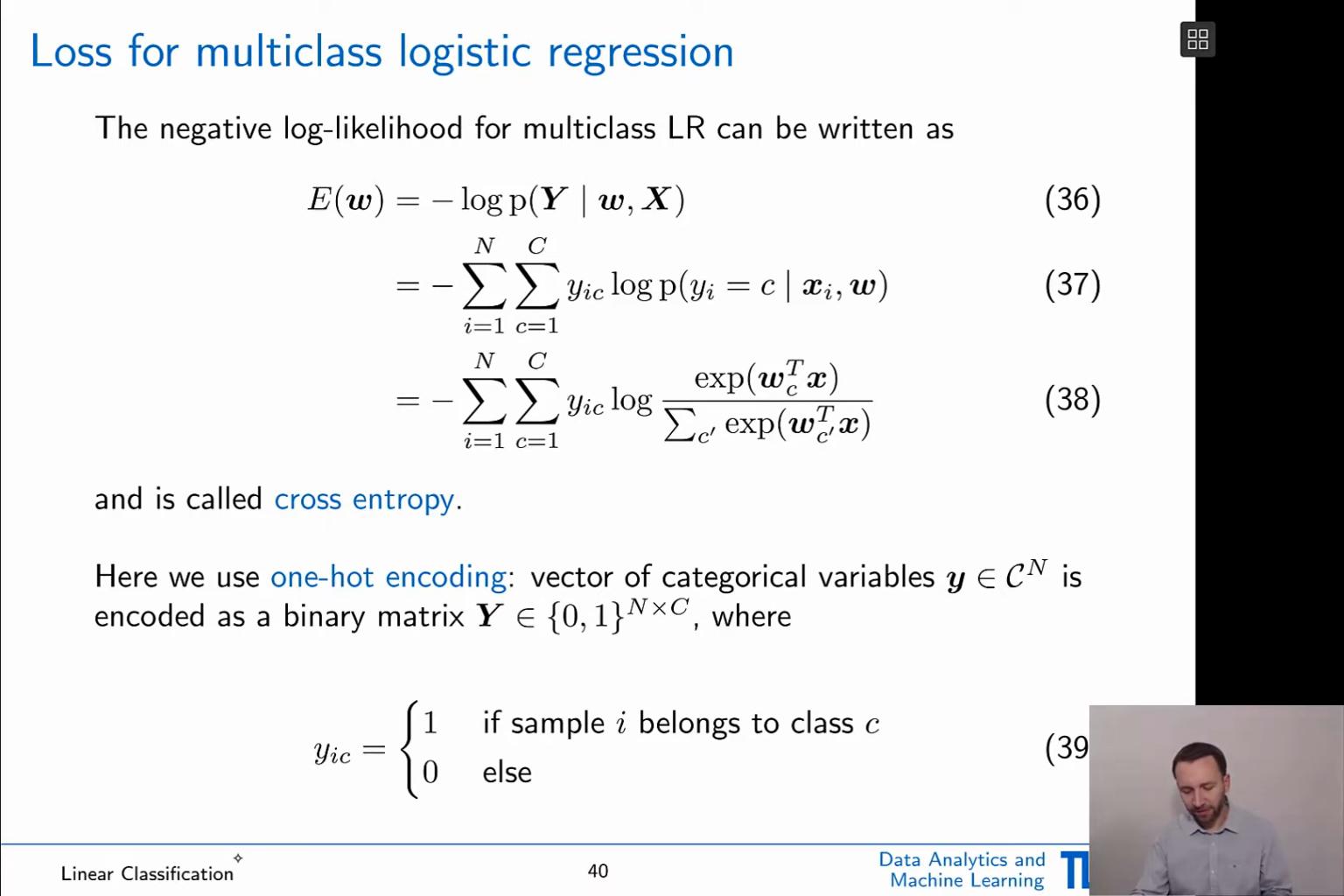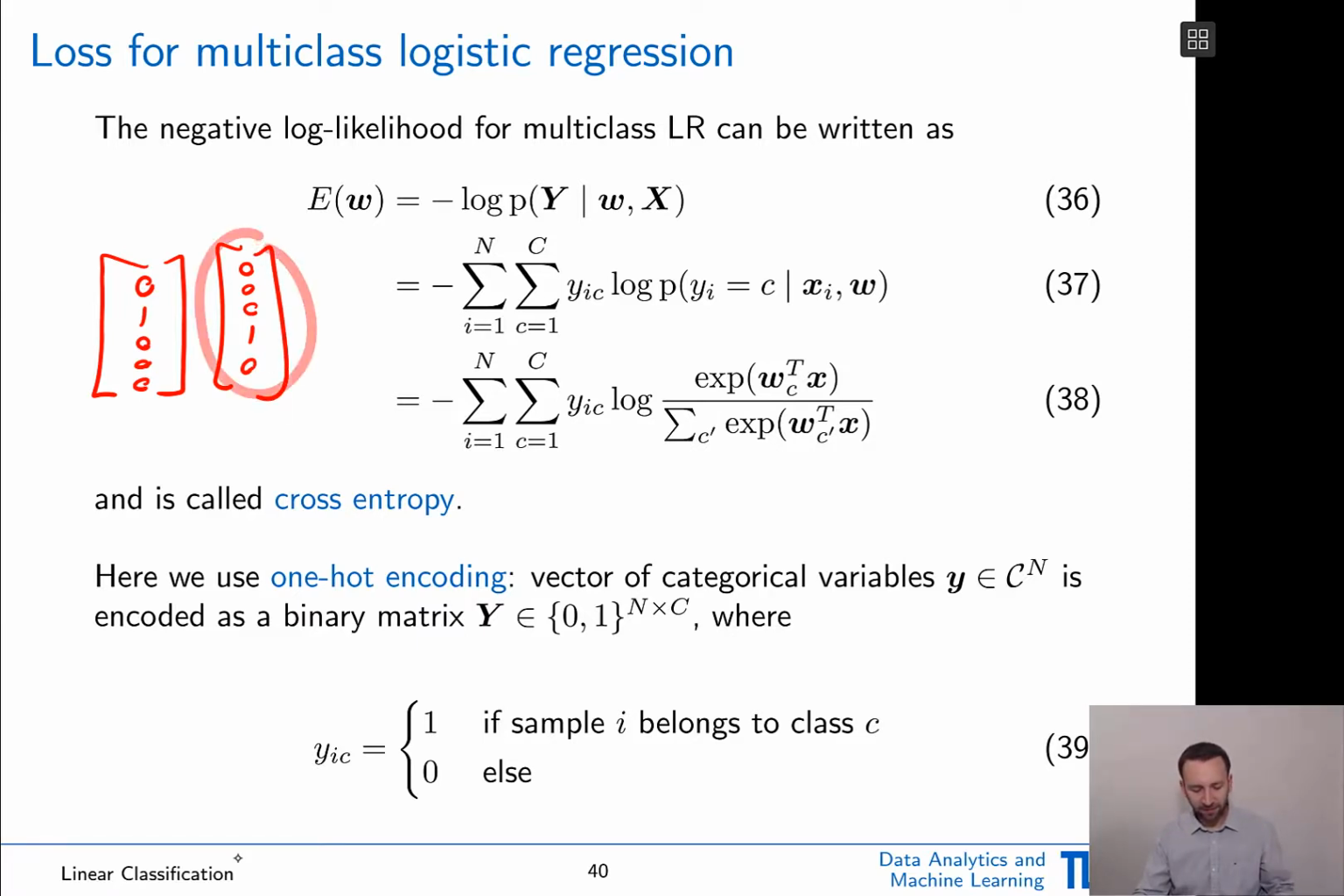So before we had only this indicator saying class 1 or 0. Here we use some different well-known notation, the so-called one-hot encoding. So this y_ic is either 1 or 0 based on the following idea. For example, if some instance belongs to class 2, we put a 1 at position 2. If an instance belongs to class 4, for example, we would have the indicator 1 at position 4.